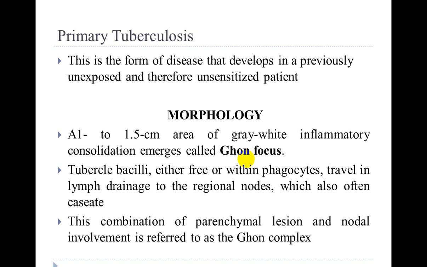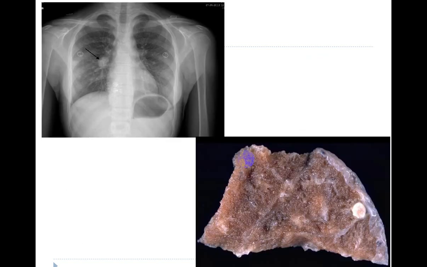The presence of a primary lesion, which is the Ghon focus, and involvement of the regional lymph node together is known as the Ghon complex. So now we know the difference between the Ghon focus, which is the primary solitary subpleural lesion.